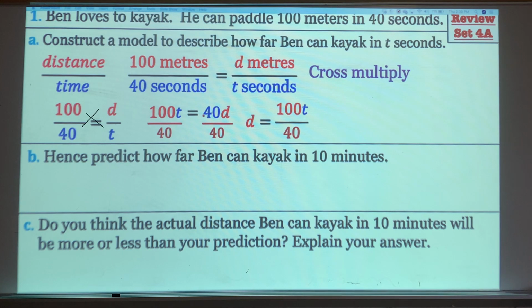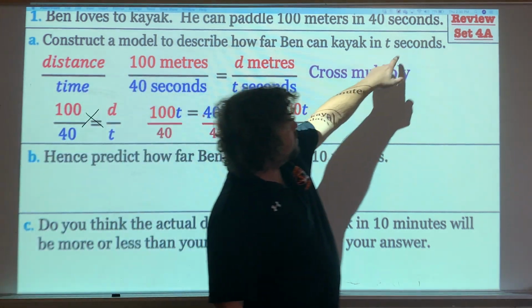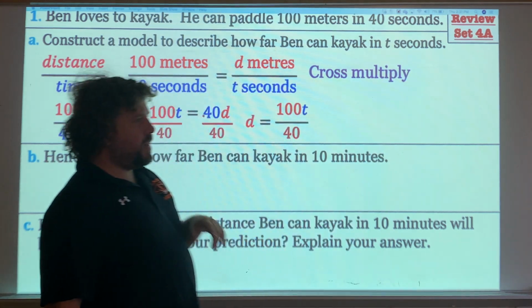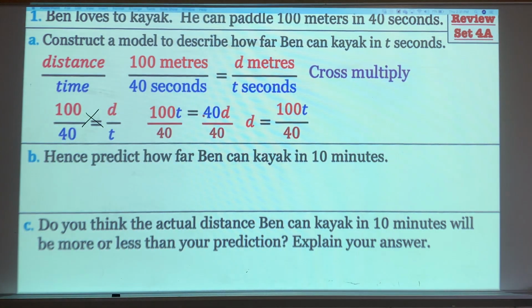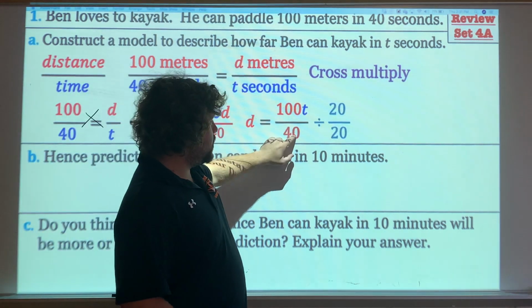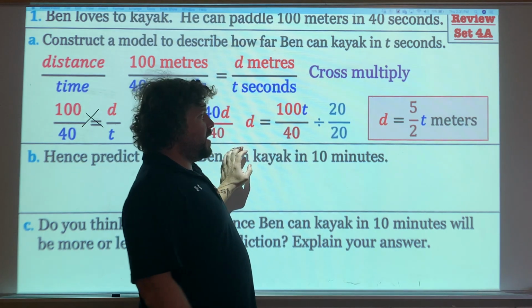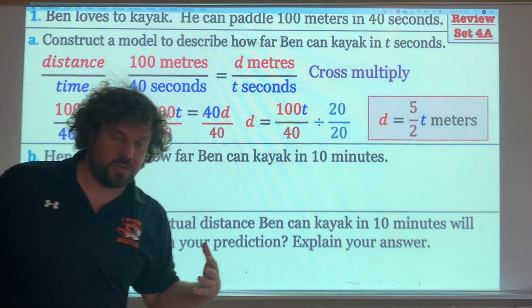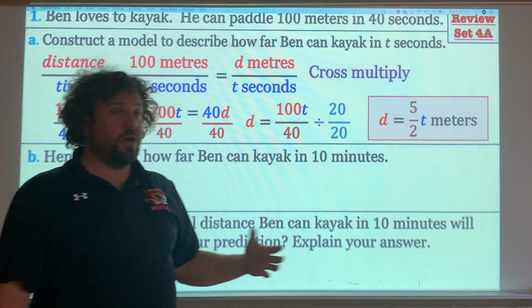Next, predict how far you can paddle in 10 minutes. Now, here's the key. This model is for seconds. We want to do minutes. So how many seconds is 10 minutes? Well, there's 60 seconds in a minute. Oh, sorry. I jumped ahead and never reduced this. Divide this by 20 over 20. D equals 5 over 2 T meters. If you don't reduce it, will your answer technically be wrong? No, but it won't be great.